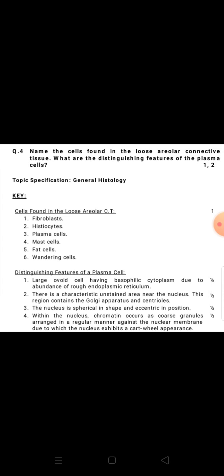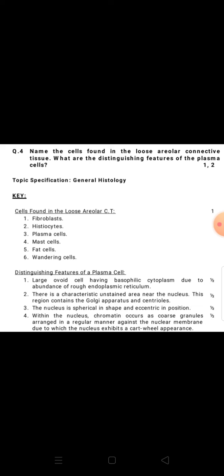Now come to the fourth question. Name the cells found in loose areolar connective tissue. The second part: what are the distinguishing features of plasma cells? Now the topic specification is that the topic is from general histology. Now come to the key answer.